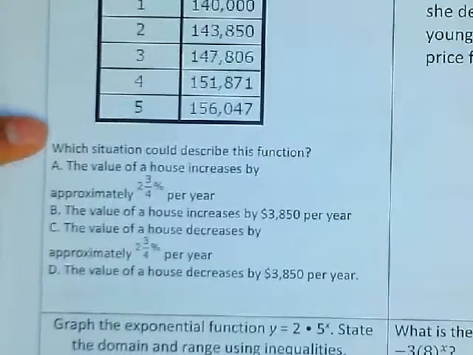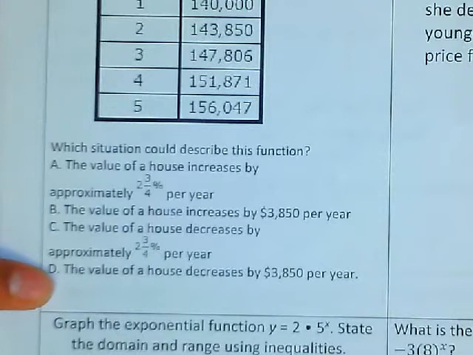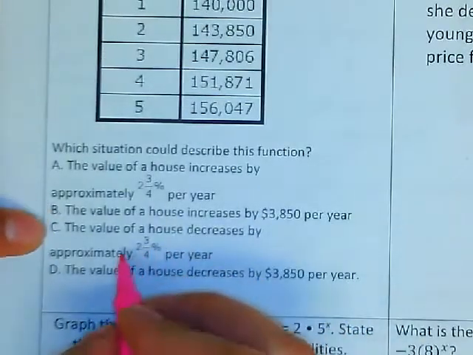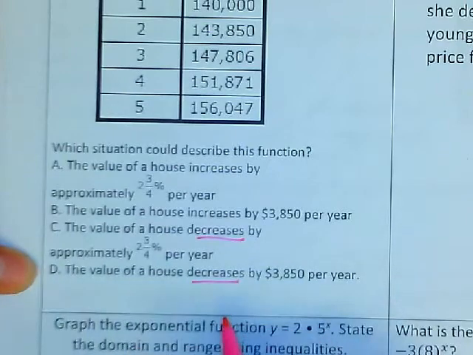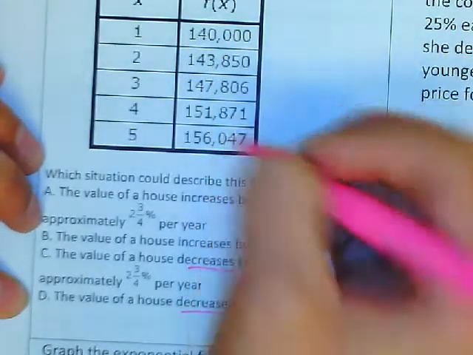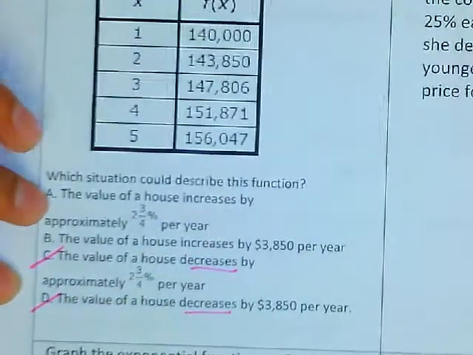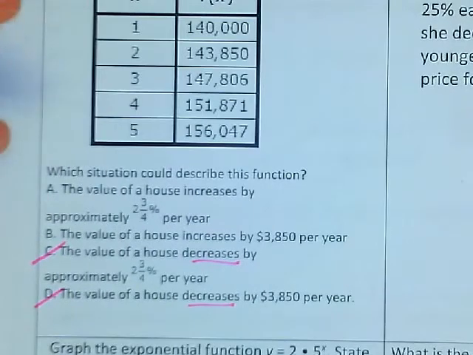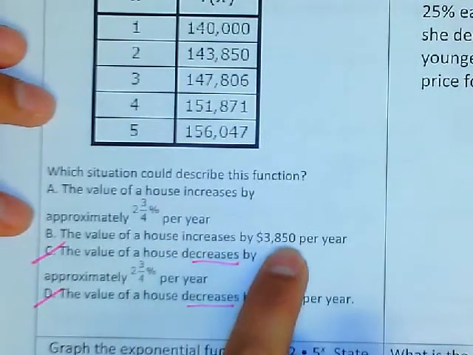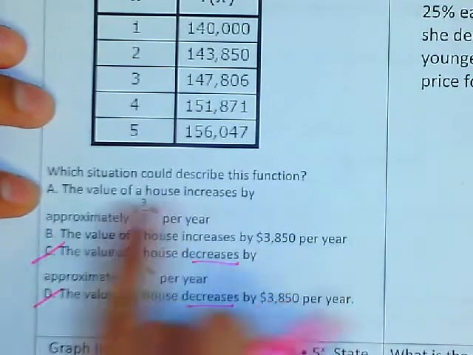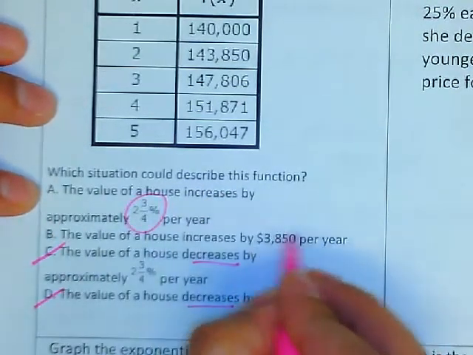So the very first thing I'm going to do is look at my choices to see if I can take any down. If you notice that C and D use the word decrease, and I noticed already that it's increase, so those two are gone. Okay, so now I have a 50% chance of getting this correct instead of 25%. So one of them says the value of the house increases by 3,850 per year, and the other one has a percent per year.